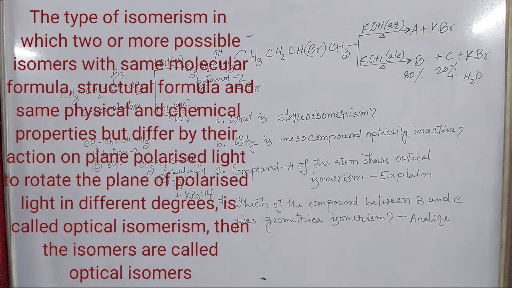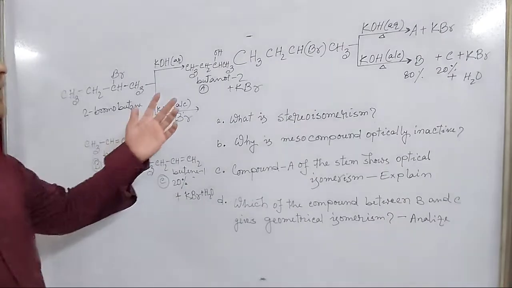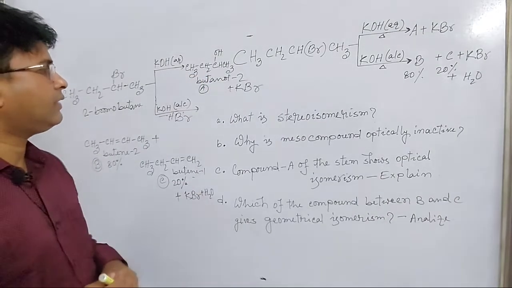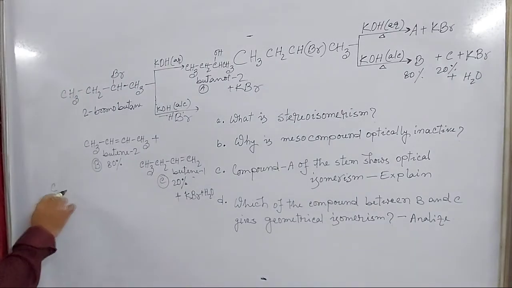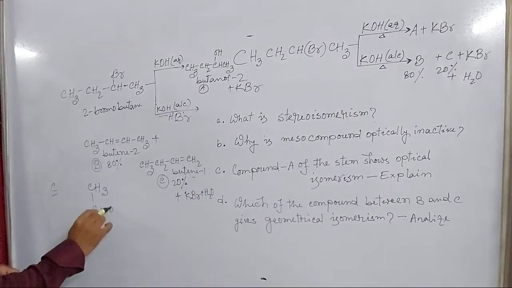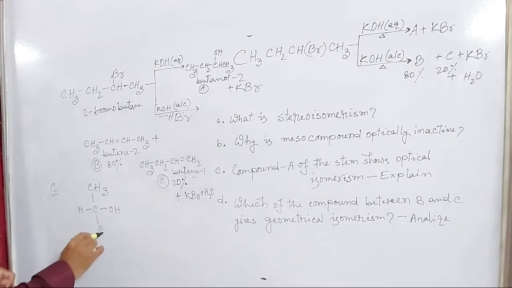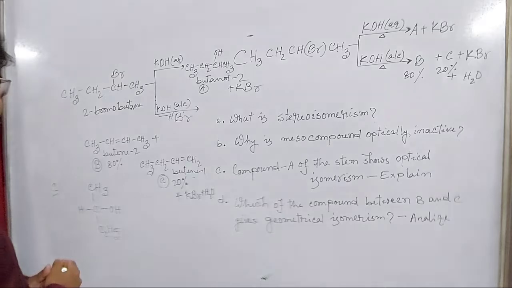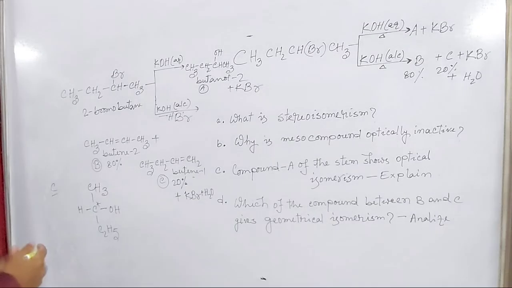Dear students, if I write the structural formula of butanol 2, CH3 bond OH bond C2H5, this is butanol 2, and butanol 2 contains a chiral carbon, I mean an asymmetric center.